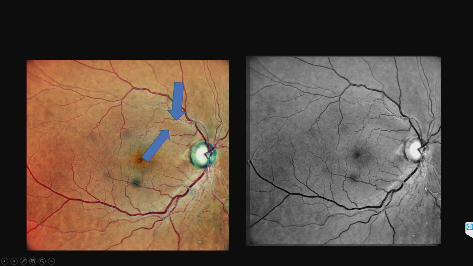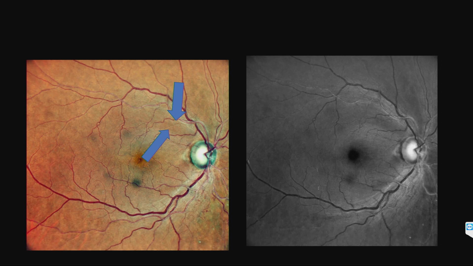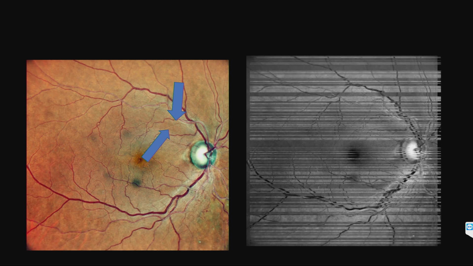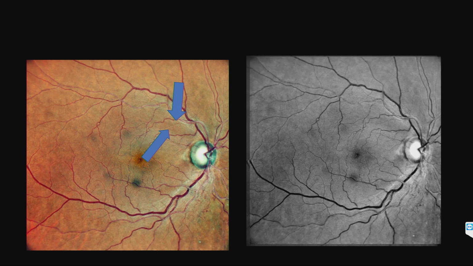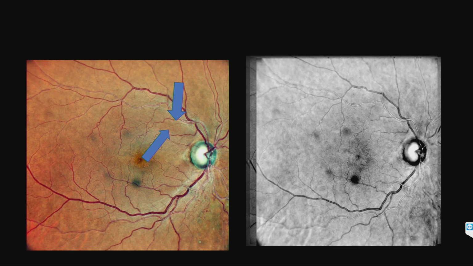Small branch retinal vein occlusion here, which is not seen in the blue reflectance image. The vascular details are more markedly seen in a green reflectance image. The red reflectance image shows more details of the choroidal vessels and the RPE.